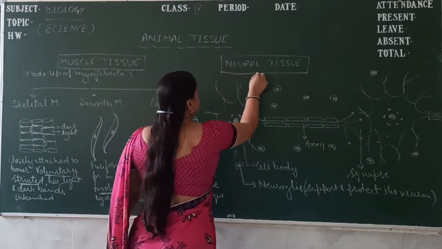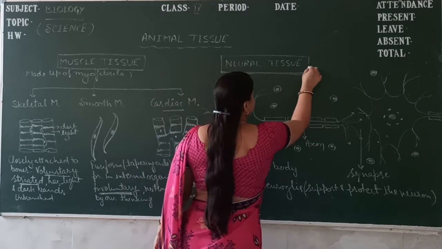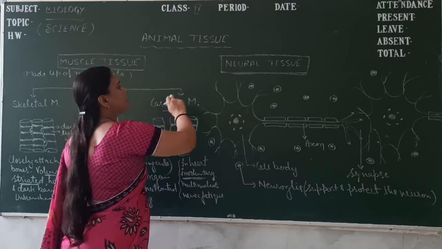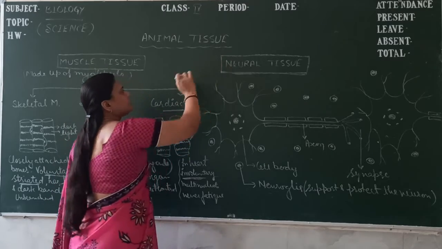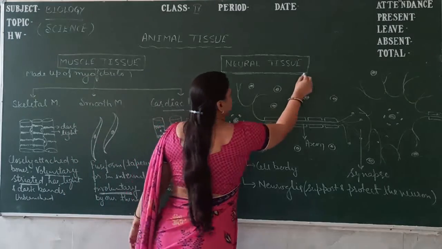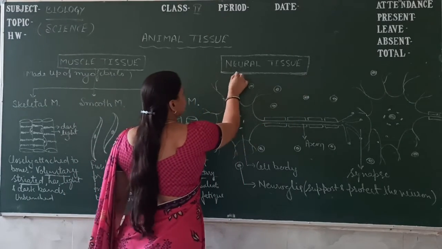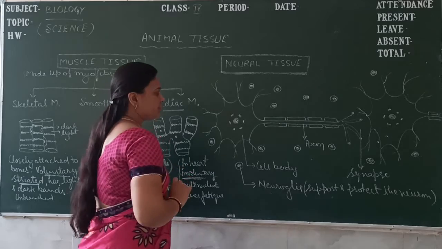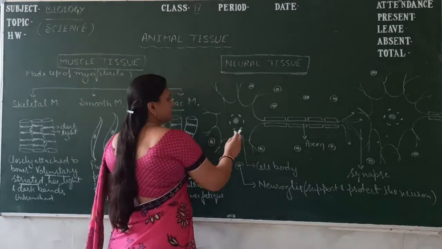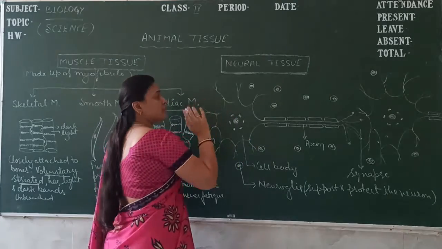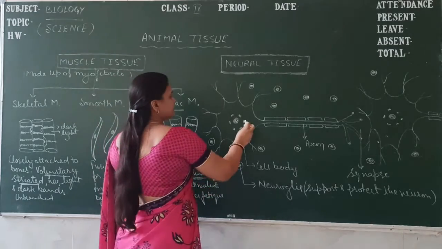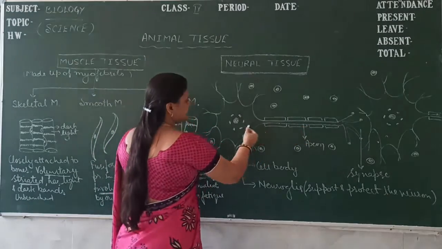Now we come to the neural tissue, the last tissue. There are four types of tissues present in an animal's body. Neural tissue is very important because it controls and coordinates all body parts and body systems, and it is made up of nerve cells, neurons. This is the structure of a neuron. The length of a neuron may be 1 meter, so it is the longest cell of our body, and the structure is bipolar.